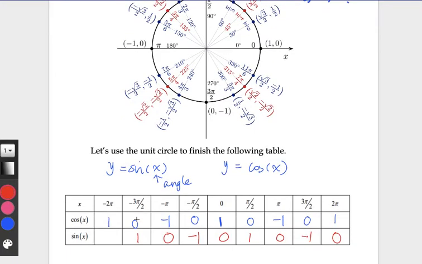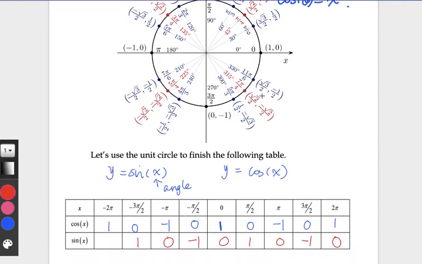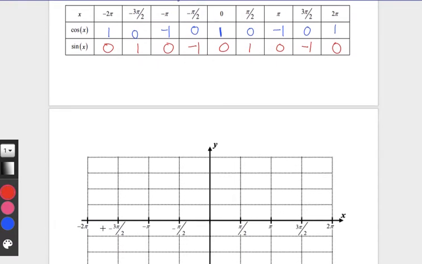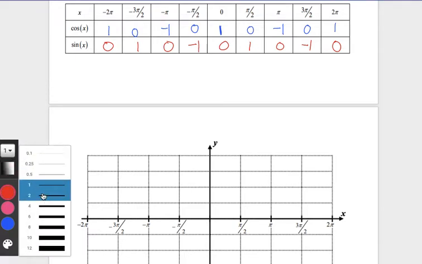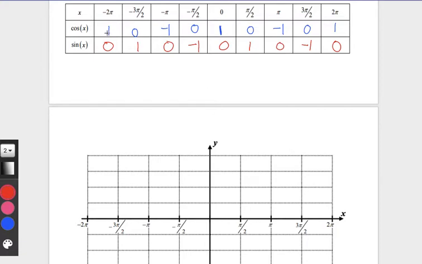Then negative 2 pi will go back to 0 degrees, so it's going to be 0. Okay, so with this table, we are going to create a graph here. Let me change to a little bit bold so you can see. Same as before, we are going to use a blue color to stand for the graph of cosine x, and we use a red color to stand for sine x, okay? As you can see, for the x part, I use the radian angle to represent the value here.